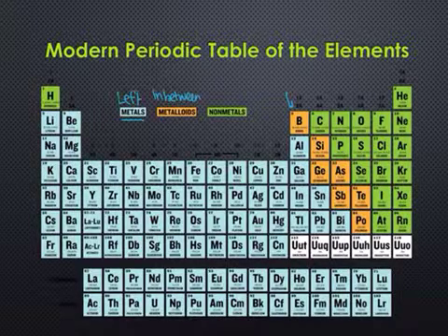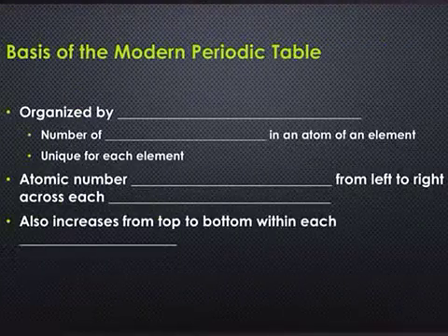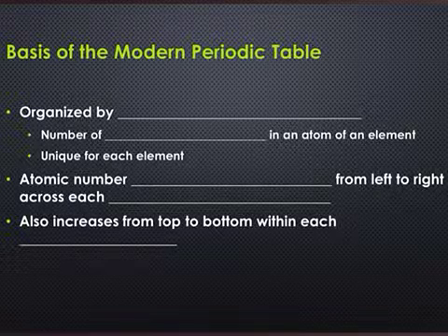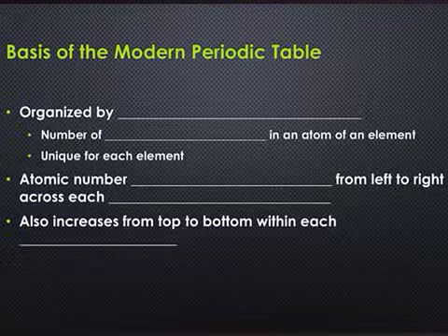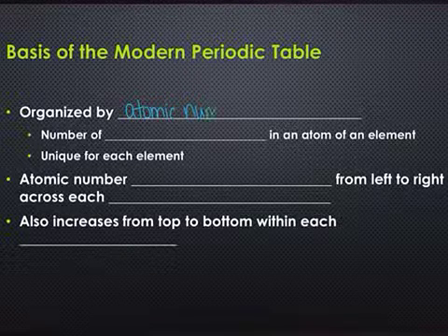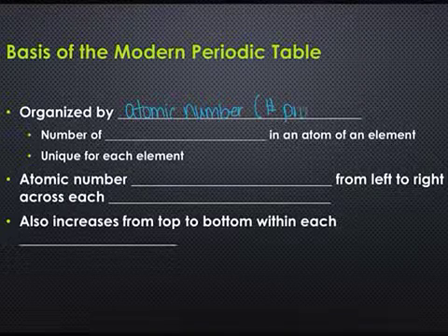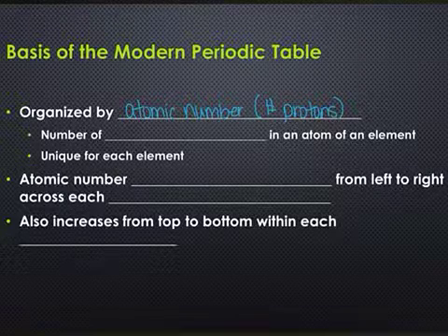And then the nonmetals are located on the right. The one exception is hydrogen, and we'll talk about why that's an exception eventually. So the modern periodic table is organized by atomic number. And remember that the atomic number indicates the number of protons that an element has.